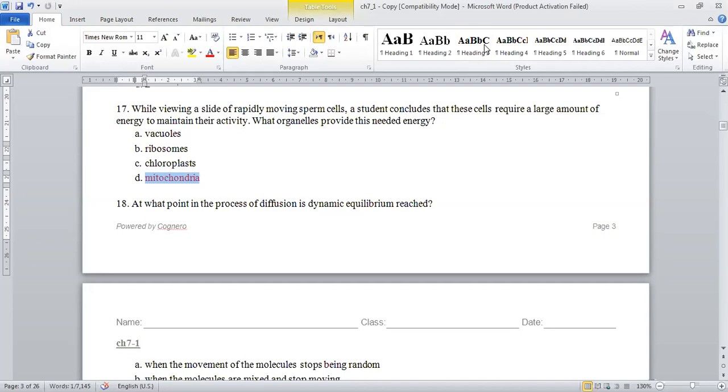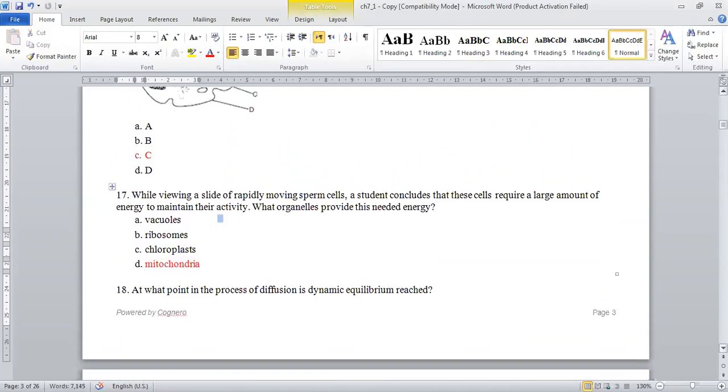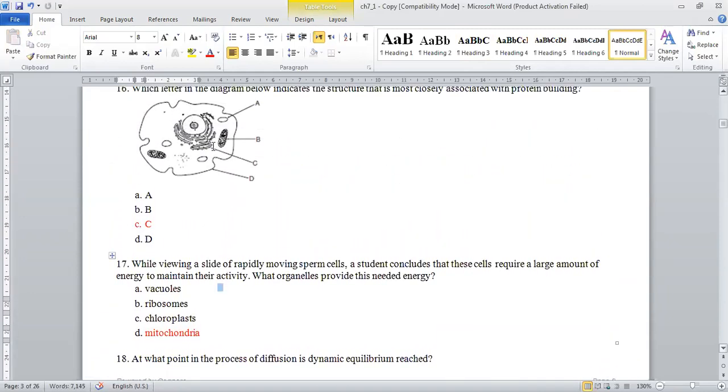Sir, what is the answer of number 16? C, I think. Yes, C, because here we have the endoplasmic reticulum, and always in the endoplasmic reticulum you can find the ribosomes. So C is referring to ribosomes.